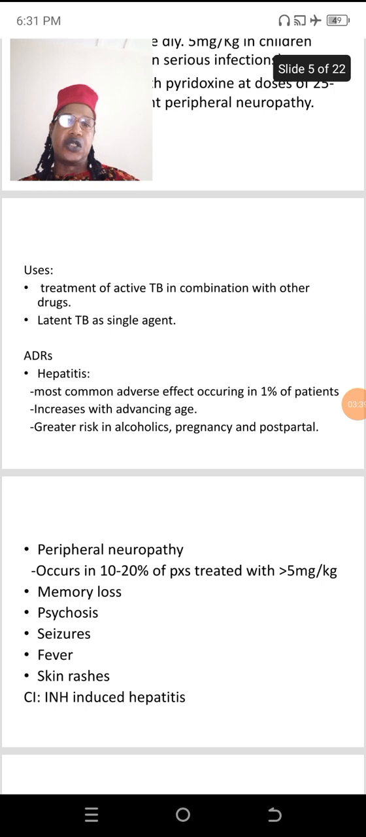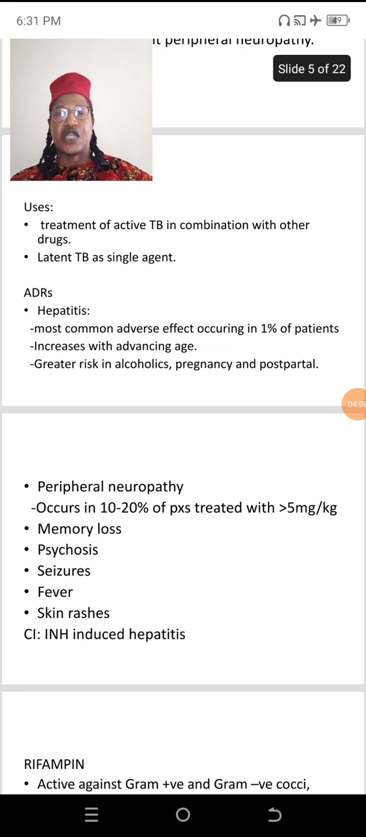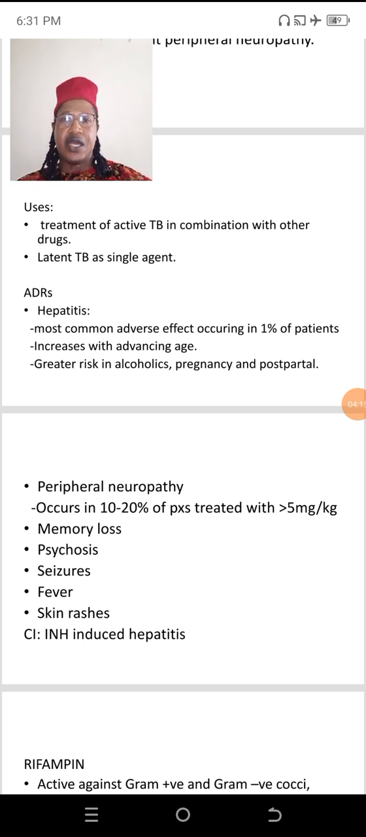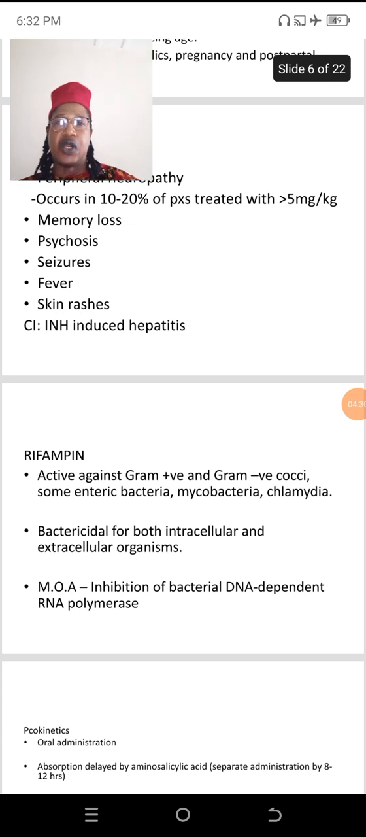Peripheral neuropathy occurs in about 10 to 20% of patients treated with greater than 5 milligrams per kilogram of isoniazid, and it is commoner in slow acetylators, also in patients with malnutrition, in alcoholics, in patients with diabetes mellitus, and also in patients with uremia. Other possible adverse drug reactions to isoniazid include memory loss, psychosis, seizures, fever, and skin rashes, and the drug is contraindicated in individuals who had previously developed isoniazid-induced hepatitis. The next first-line antituberculous drug is rifampin.